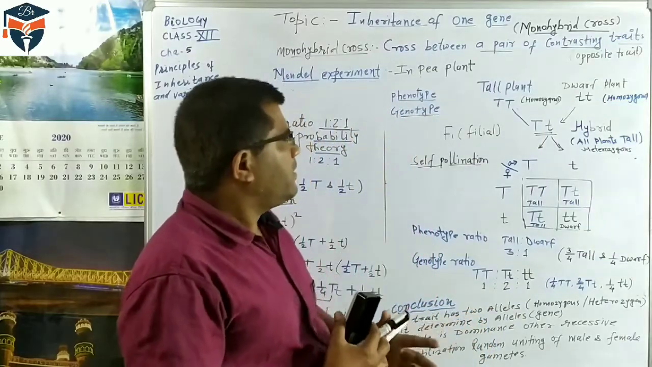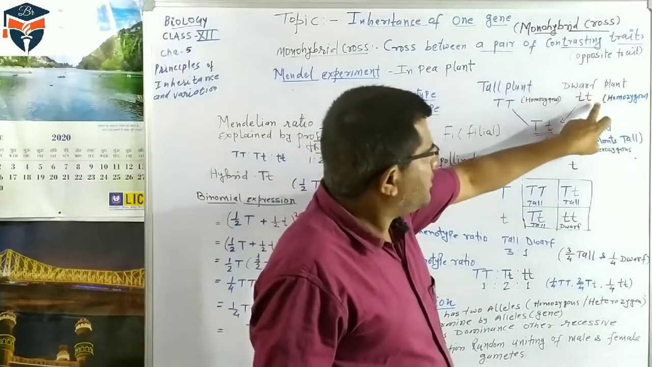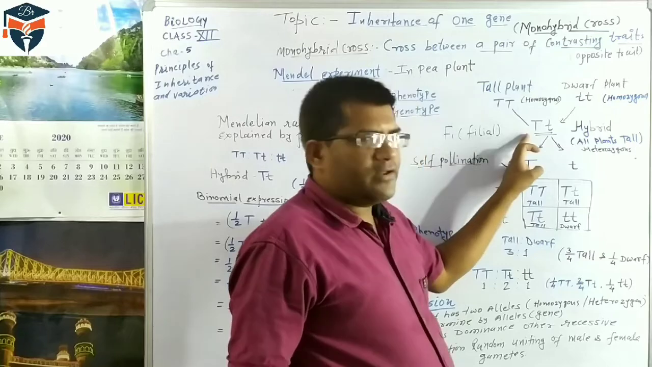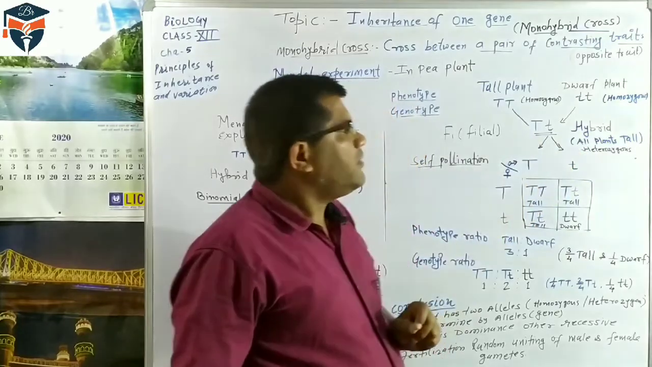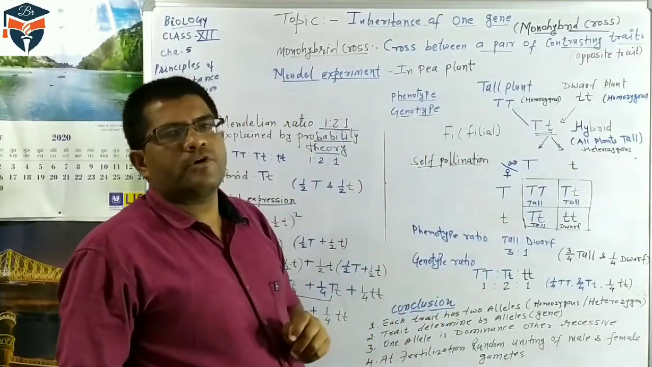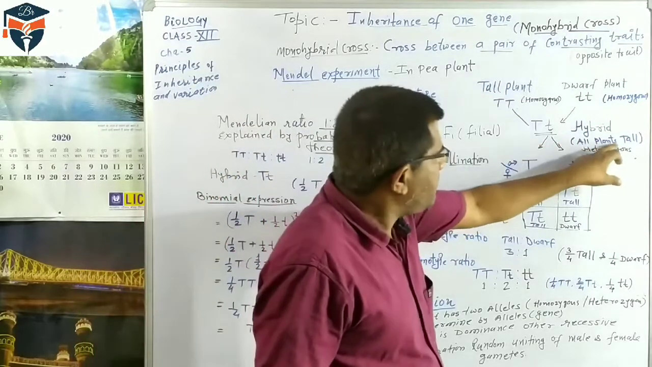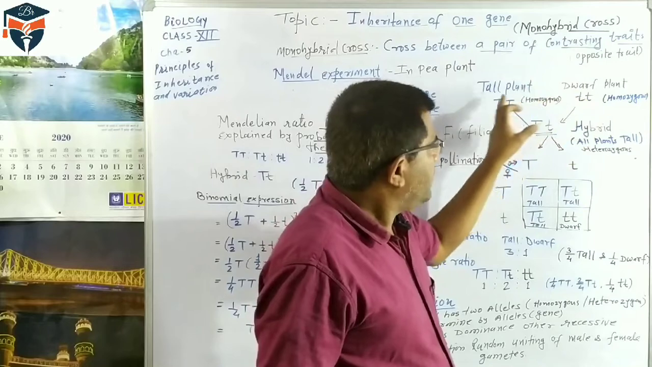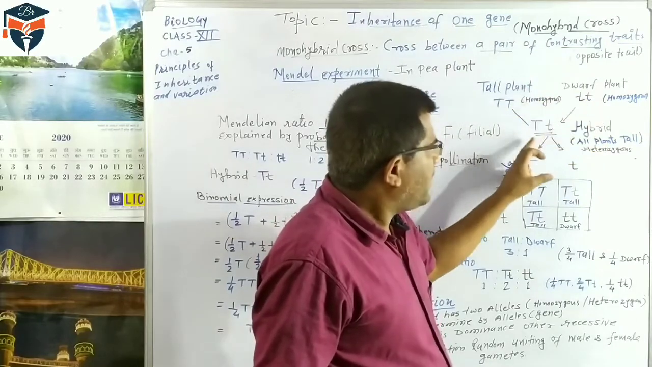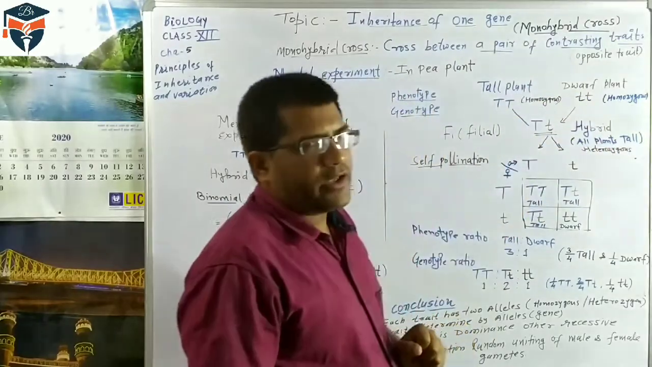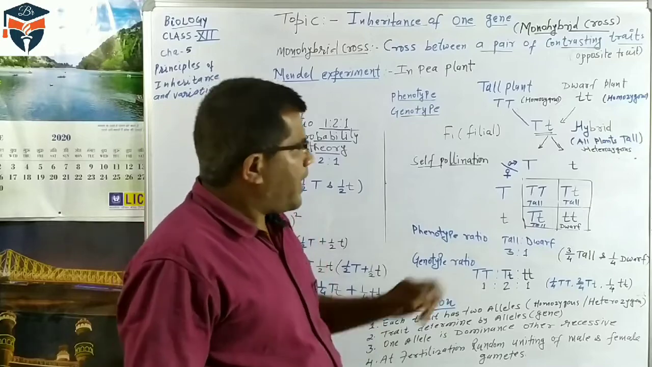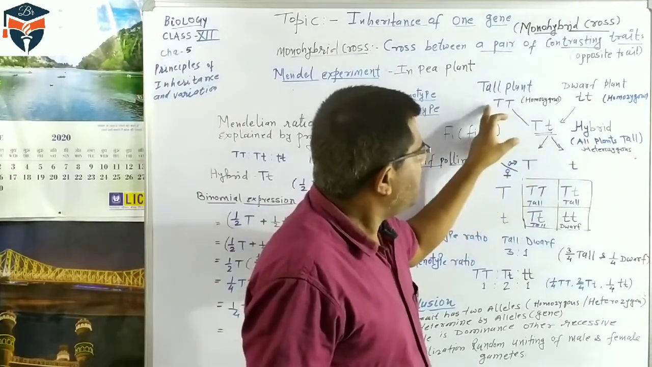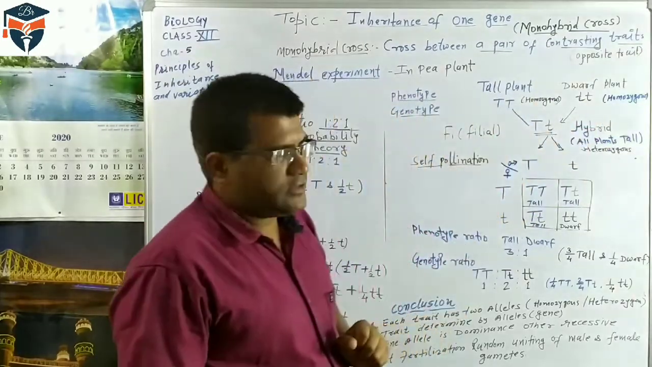Simply, you understand, a tall plant is crossed with the dwarf plant. In the F1 generation, the first generation, all the plants will be tall. But the genotype of the plant is capital T and small t. It means it has the alleles of both, and that is called the heterozygous hybrid. So the hybrid is heterozygous and the parents are homozygous.